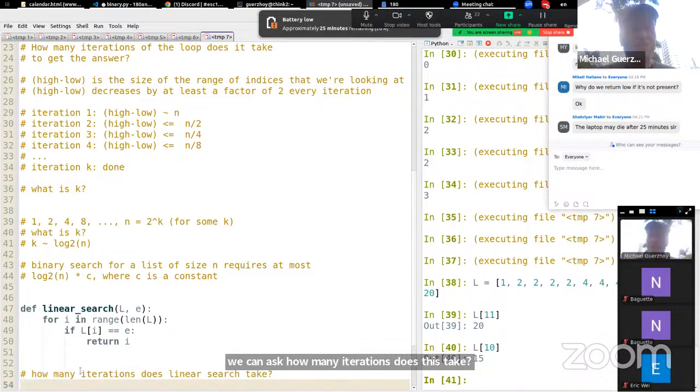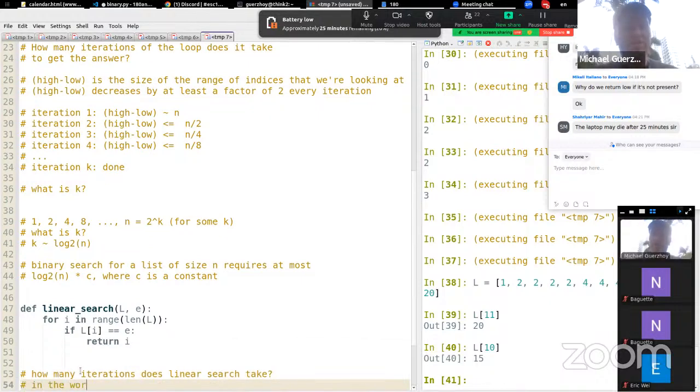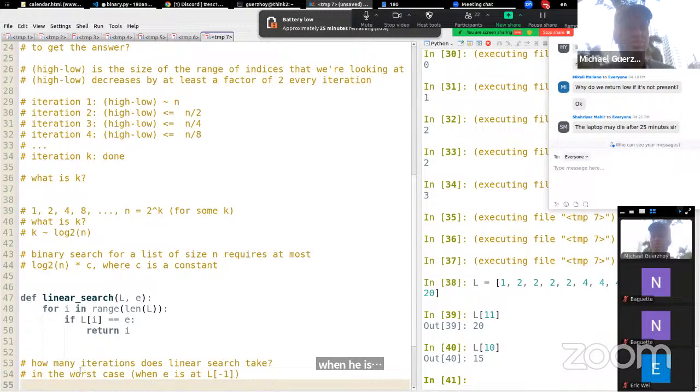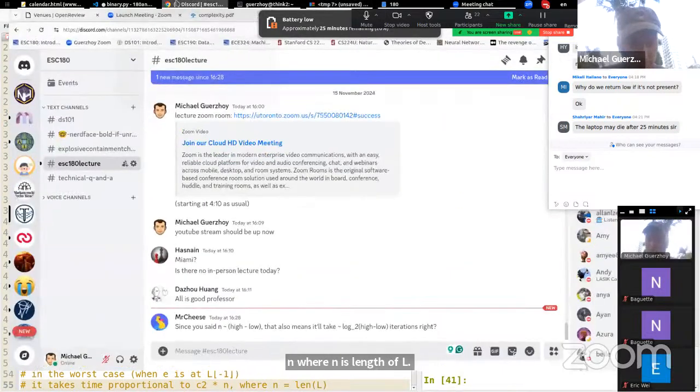And the answer is, in the worst case, when E is at L at -1, it takes time proportional to T2 times n, where n is length of L. Yes, there is a question in here.